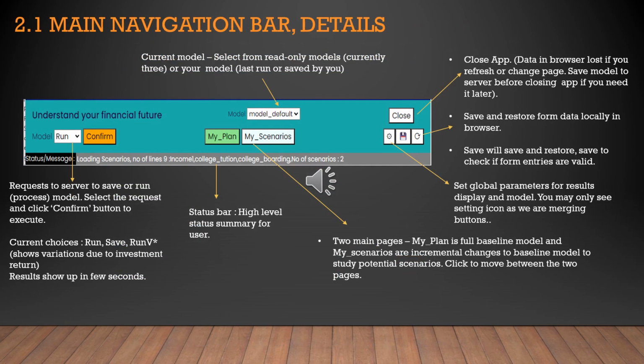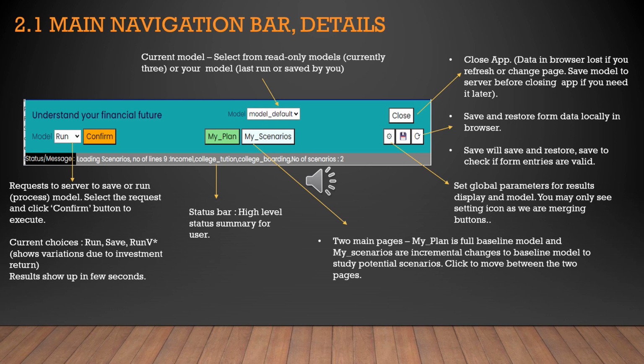In the middle, you can select the model to work on, one of the 3 initial models or your own model that you ran last or saved. Below the model selection, there are 2 main pages. My Plan is a full model and scenarios are incremental changes to the full model to enable you to study what if. On the right, you have the button to close the app.